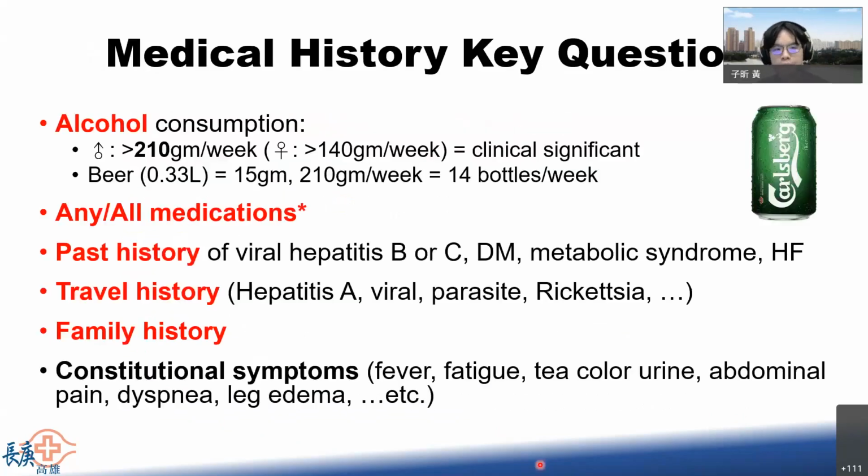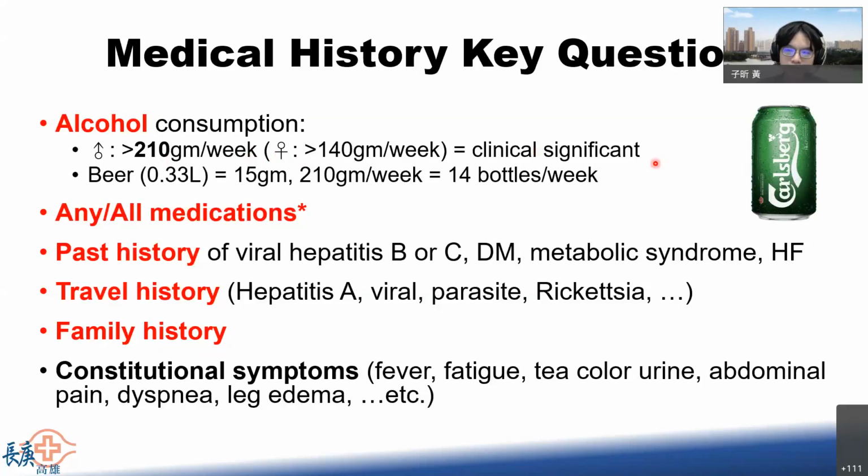So when you approach a patient with abnormal liver function test, you have to ask some questions when you're doing the history taking. And these are, as I mentioned on the previous slide, some of the key elements that you want to know to determine the etiology of the liver cell damage. First of all, alcohol. So what is clinical significant alcohol consumption? For males, it's over 210 grams per week, and for females, it's over 140 grams per week. This is clinical significant alcohol consumption.